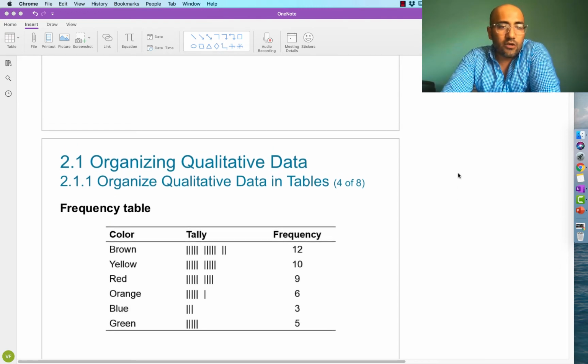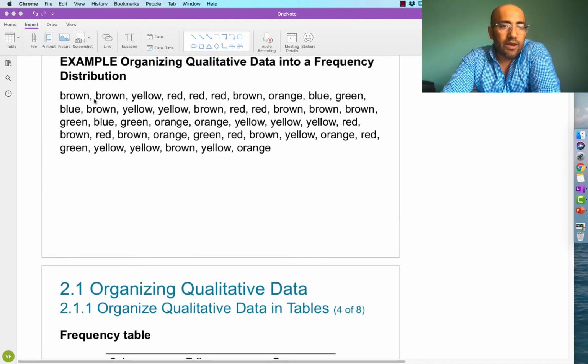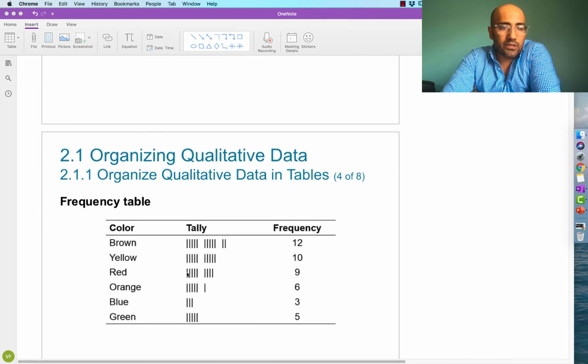So as we go through our raw data, we just put a little dash to keep track of how many times we've seen that. So brown, brown, yellow, red, right? That's how this little tally is constructed. I think that's pretty self-evident. Once you go through the whole data, we can keep track. We're able to figure out the frequency of each one. Frequency is how many times it occurred, the total number of times that that particular color appeared in the data.